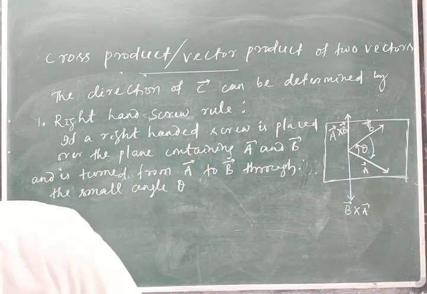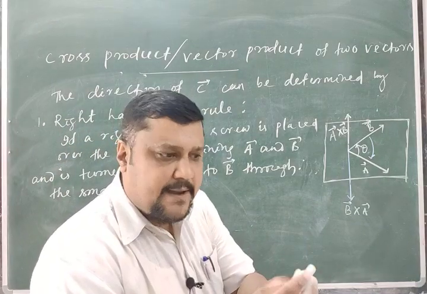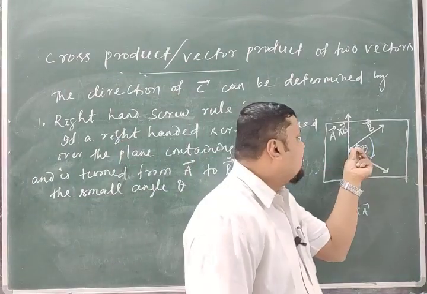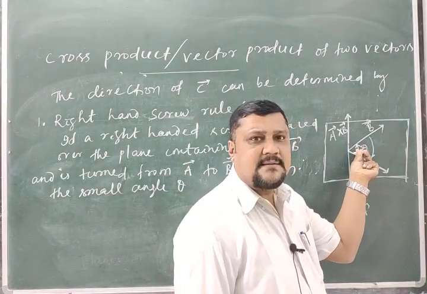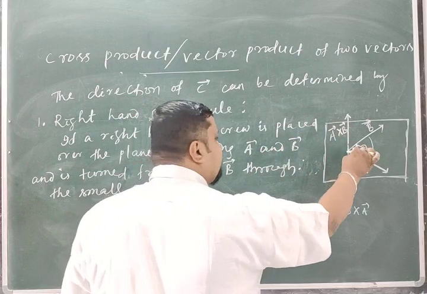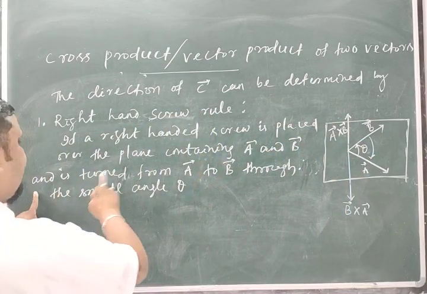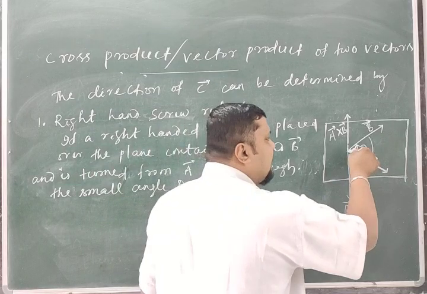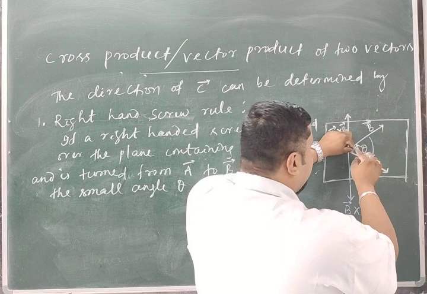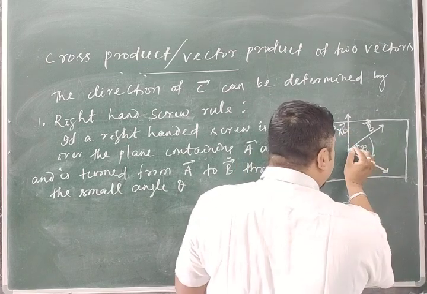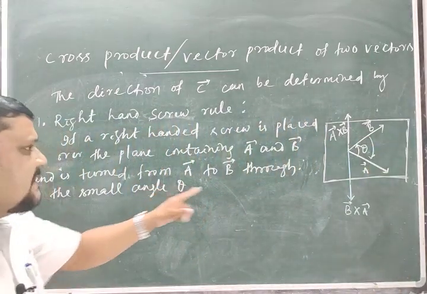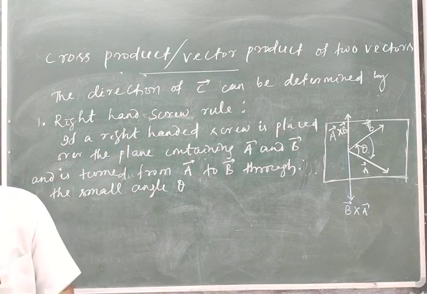Place a screw like this. Suppose this is the screw, this is the tip of the screw, this is the head of the screw. Place that on this plane containing A and B like this. Clear? So right-handed screw, pick that in the right hand and place it here, and turn it from A to B because you are finding A cross B.